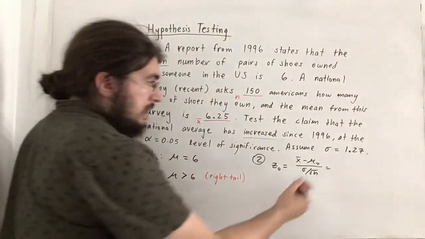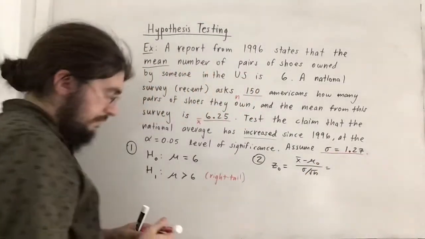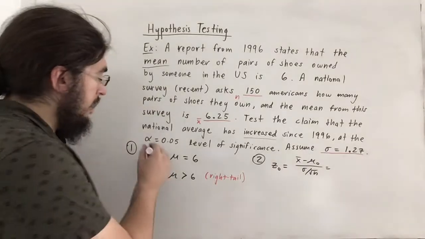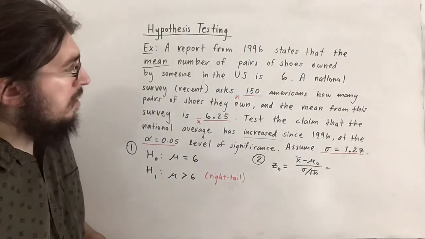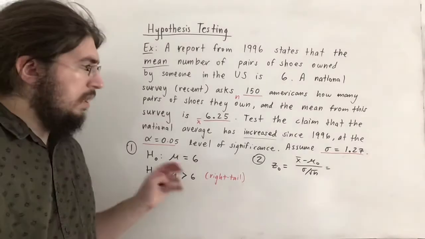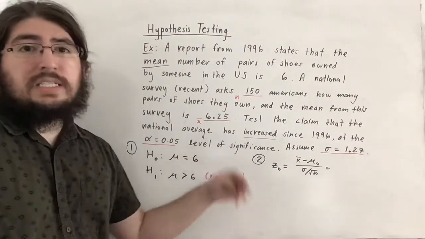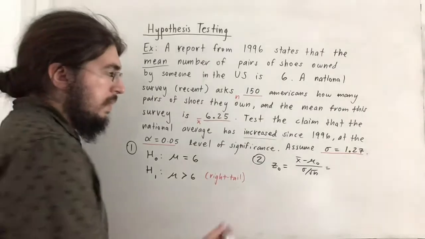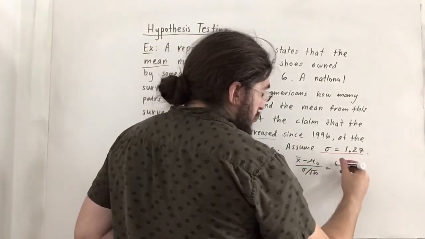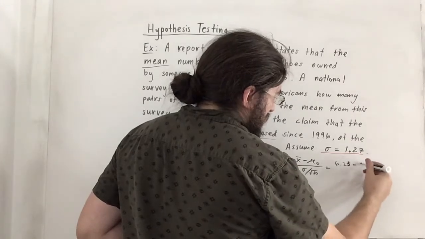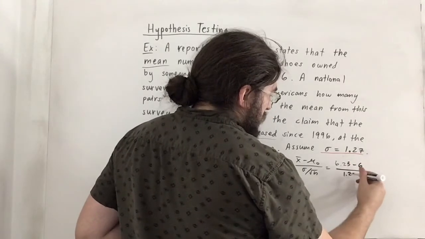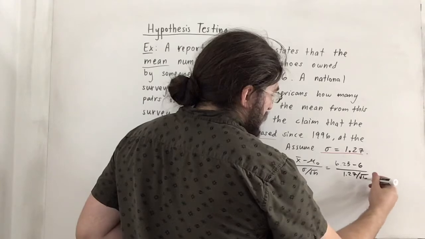What else do we know? Well, we know sigma, that's just given to us, sigma equals 1.27. And our level of significance is alpha equals 0.05. Notice the number 1996 is kind of irrelevant to the evaluations. That's just in the context of the question itself. So now if we plug these values in, we get 6.25 minus 6, all divided by 1.27 over radical 150.